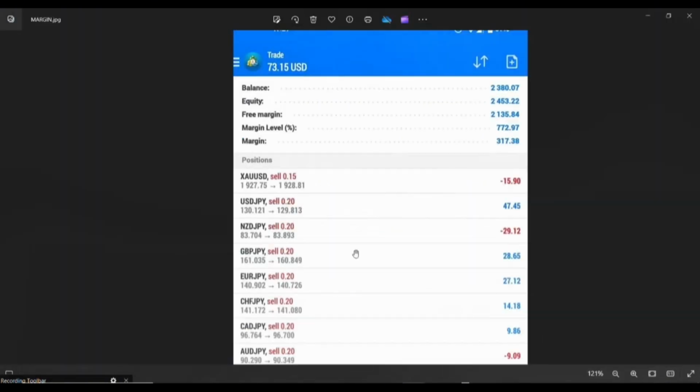Let me see if we can see it. This is free margin. If you divide this money, 2,135, by 317, it is going to tell you the number of trades that you can still open with this free margin. So free margin permits you to take more trades. If your free margin is more, you can take more trades in the market.